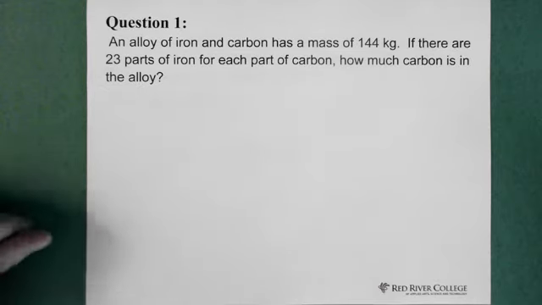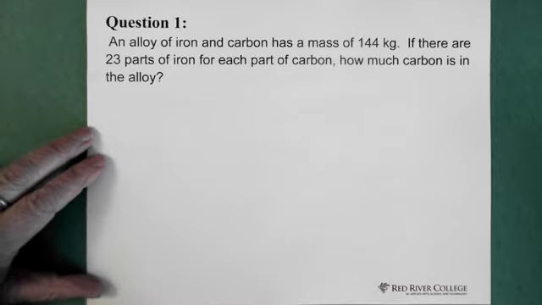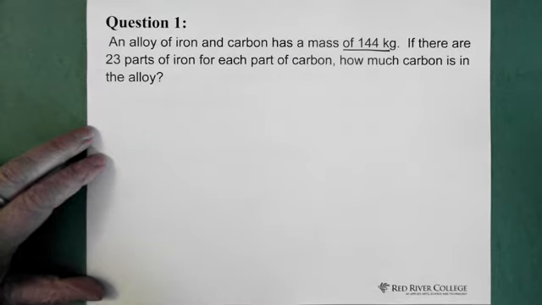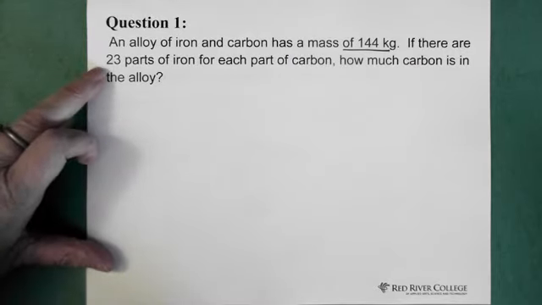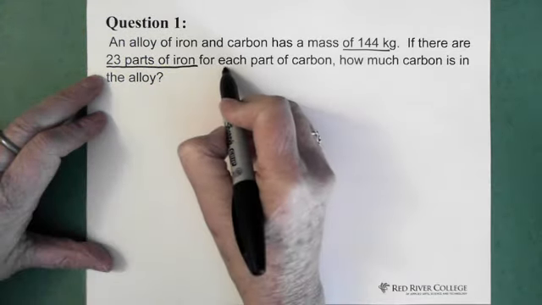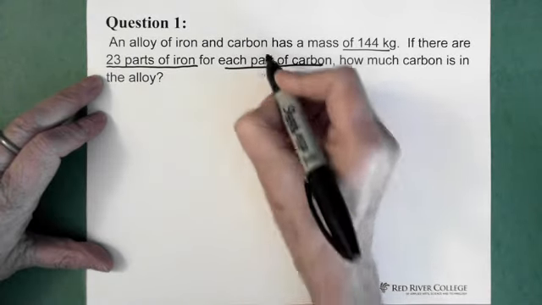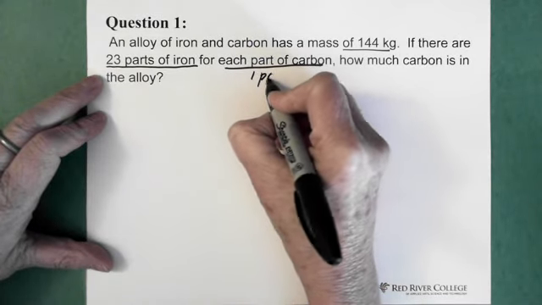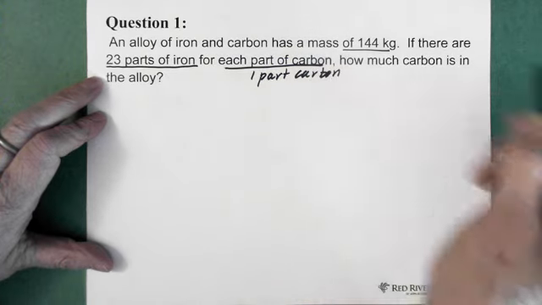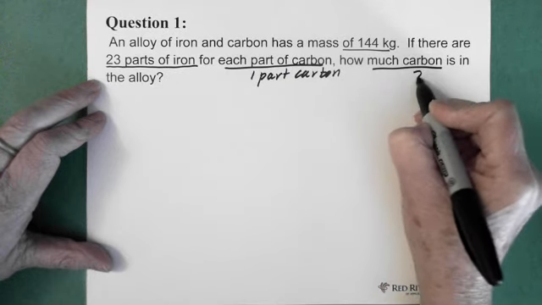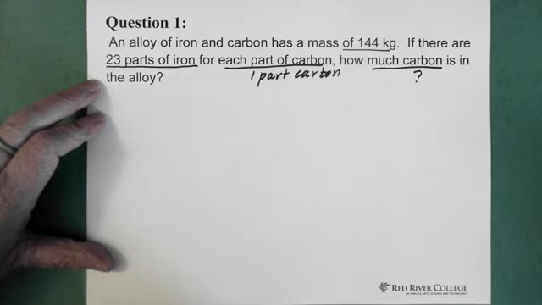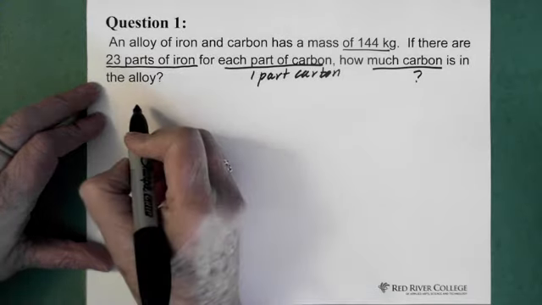In this question, we have an alloy of iron and carbon that has a mass of 144 kilograms. If there are 23 parts of iron for each part of carbon, each part meaning 1 part of carbon, how much carbon is in the alloy? A lot of times when I'm working with questions like this, I like to draw a picture because it just helps me to see what's going on.